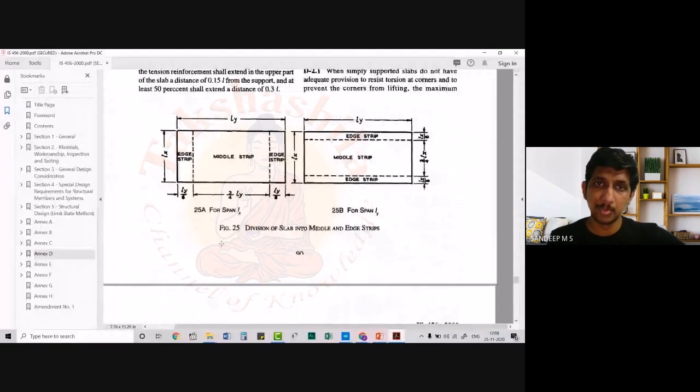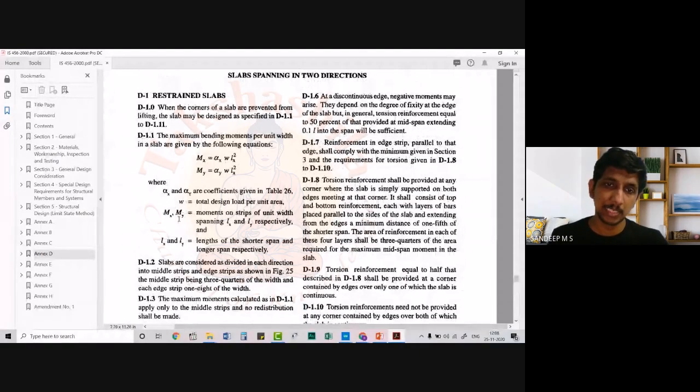What is D-1.1? That is regarding the restrained slab. Here they have given the definitions for alpha x and alpha y. What are alpha x and alpha y? They are the coefficients given in Table 26. Alpha x and alpha y can be calculated from Table 26. We will look into that later.